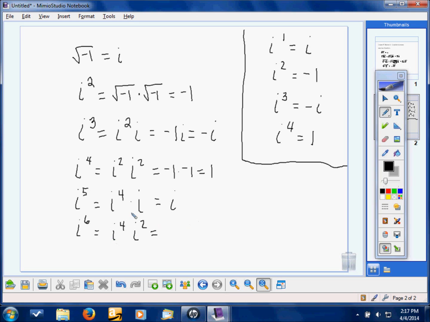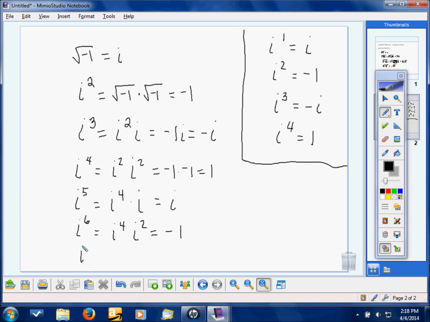So this is how much? How much is i to the 4th? 1. And i squared is negative 1. So whenever you have a group of 4, that turns into a 1. So basically it's gone. It's just a 1 times something. So it's 1 times negative 1, so it's negative 1. So i to the 6th is negative 1. So you're really trying to bring out as many 4s as you can.